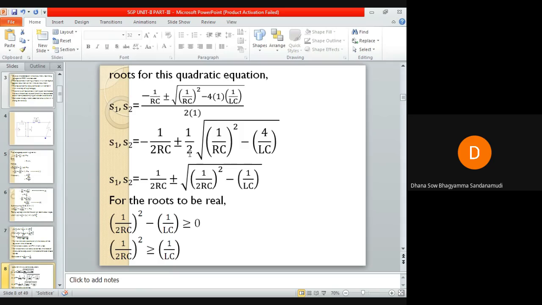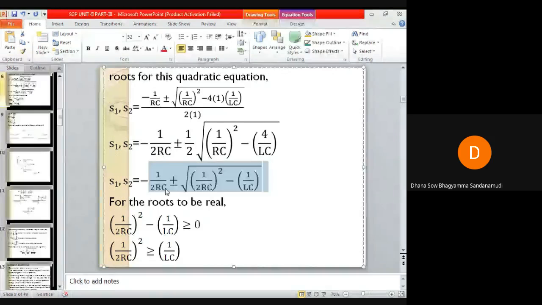I have sent this 1 by 2 inside the root. So my new expression is minus 1 by 2RC plus or minus root of (1 by 2RC) whole square minus 1 by LC. This 4 will be cancelled when this 2 goes inside the root. Now consider the expression within this root.